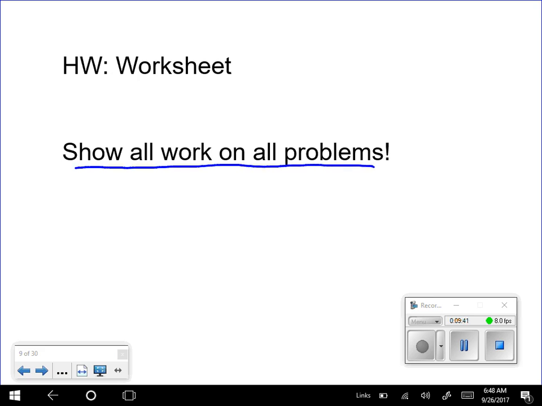Big thing here, we need to start showing all our work on our problems. Some of that work on your quizzes yesterday was a little suspect. So make sure that you are showing your work step by step.